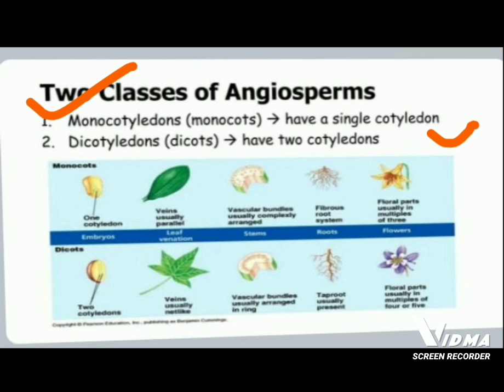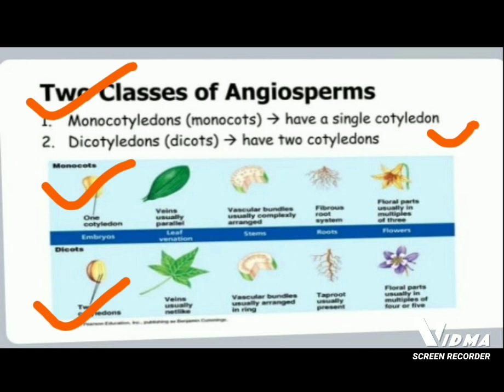So the flower parts in a dicot are in multiples of 4 or 5, and the major leaf veins show reticulate venation. In the monocot, the flower parts are in multiples of 3, and the major leaf veins show parallel venation. So these are the differences between the monocotyledons and dicotyledons.